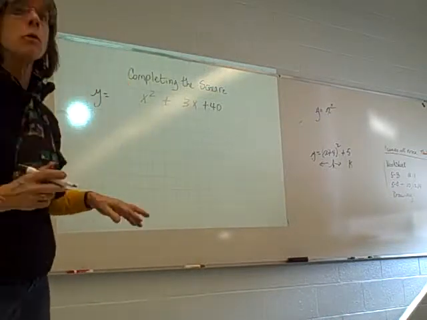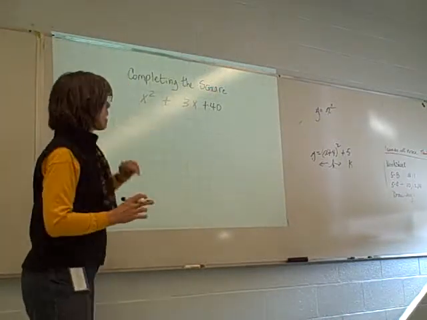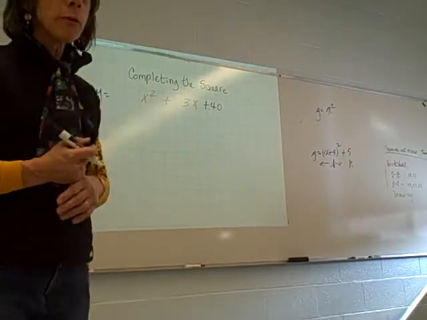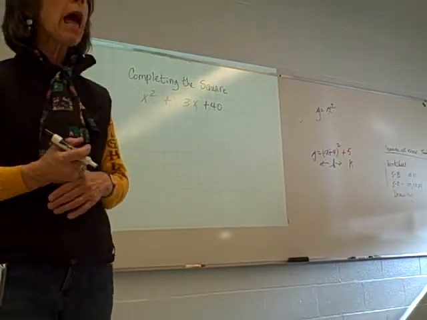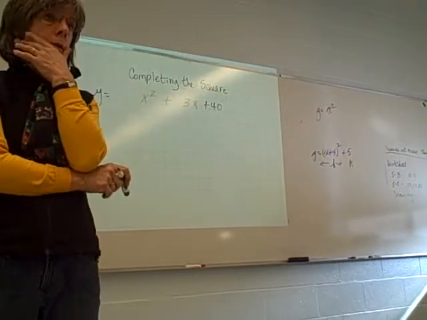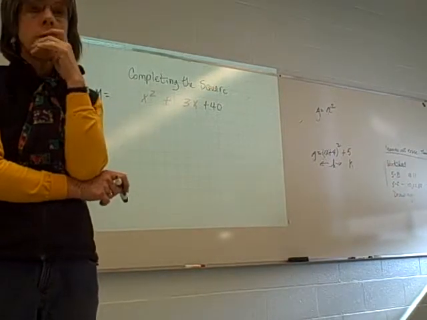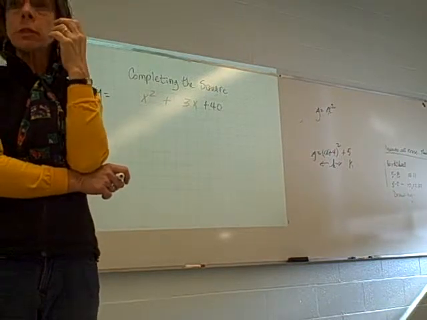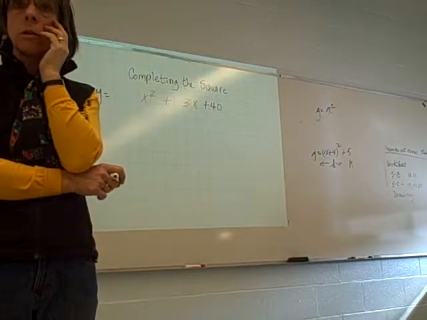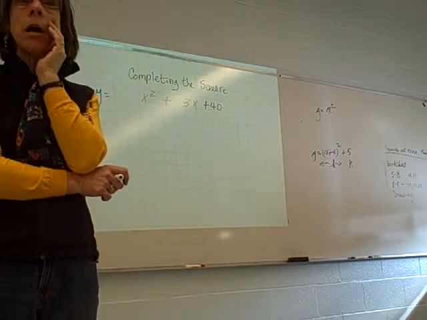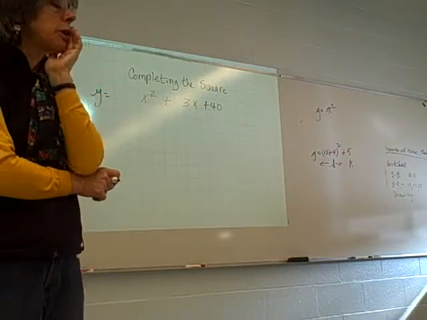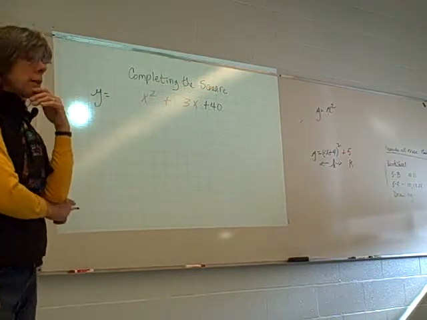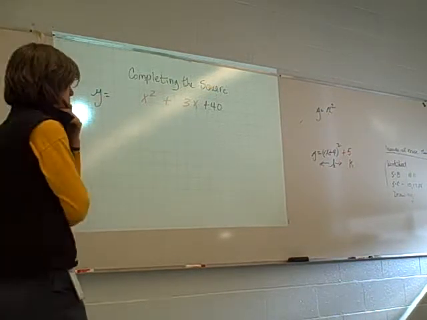Okay, so let's start with this equation. y equals x squared plus 3x plus 40. Okay, do I have a square number? No. Okay, so I don't have a square number. Do I know where the vertex is? No. Not in HK form. I haven't factored it. I have no idea where this quadratic is going to be in the coordinate plane.